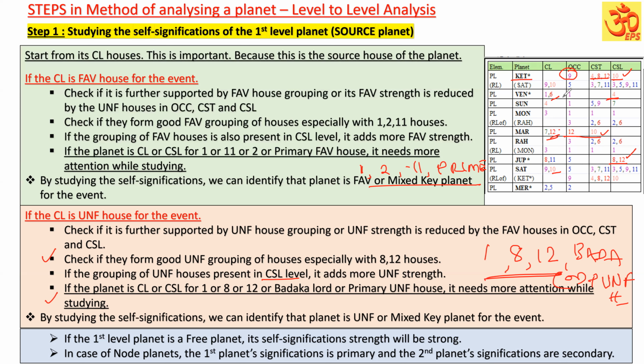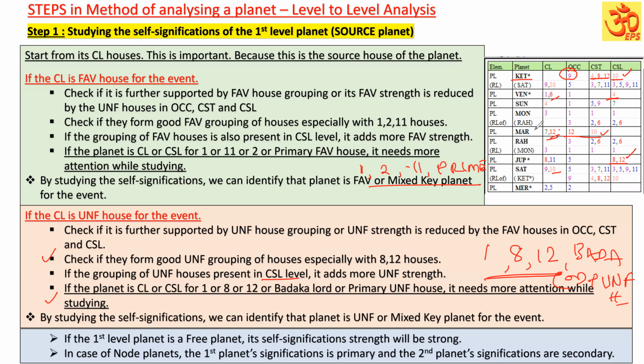Further, when it is talking about the sixth lord in the CL, we have to carefully study whether that sixth house matter is further supported or not. Similarly, being the Lagna Lord and the sixth Lord in the star and sub of other favorable houses, the strength of this Lagna or sixth will be increased or decreased. That we will be studying in the next step.